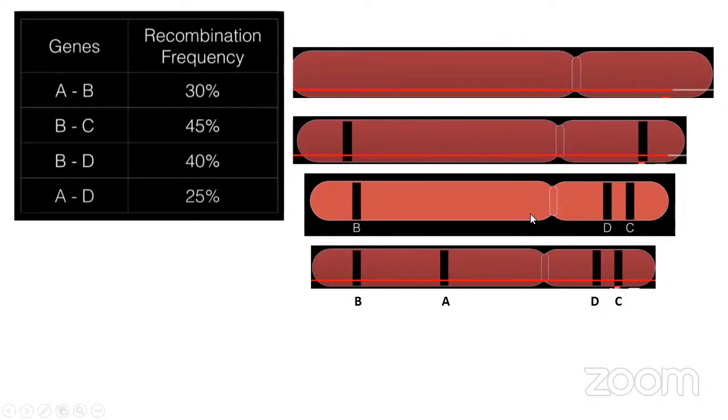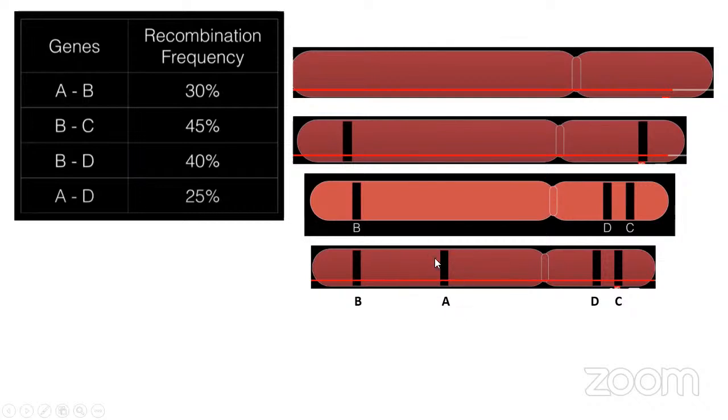Okay. Now, once you have determined this location, you need to find out the location of A. You saw that the frequency of recombination between A and D is 25%. Okay. And you also know that the frequency of recombination between A and B is 30. So now it should be somewhere between B and D. That clearly shows that the location of A is here.